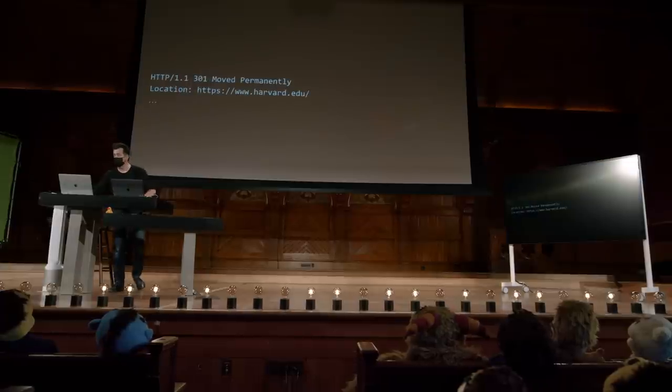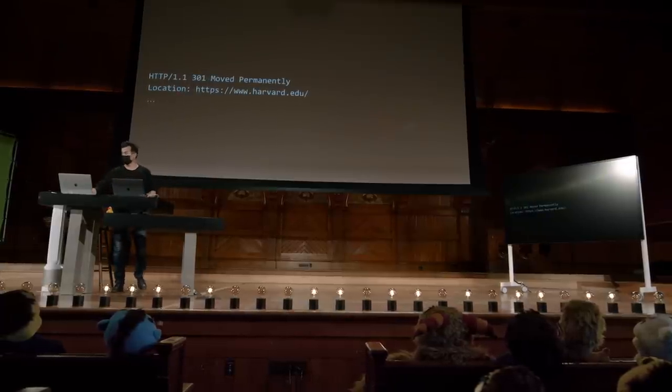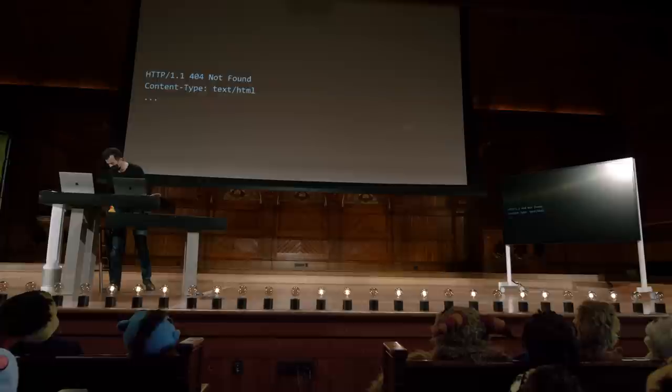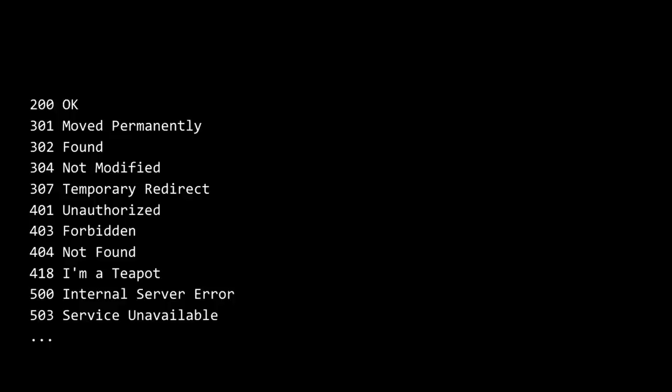So instead of getting back, for instance, something like OK or moved permanently, what I've just gotten back quite simply is 404 not found. Well, it turns out there are other types of status codes that you'll start to see over time as you start to program for the web. 200 is OK. 301 is moved permanently. 302, 304, 307 are all similar in spirit. They're related to redirecting the user from one place to another.